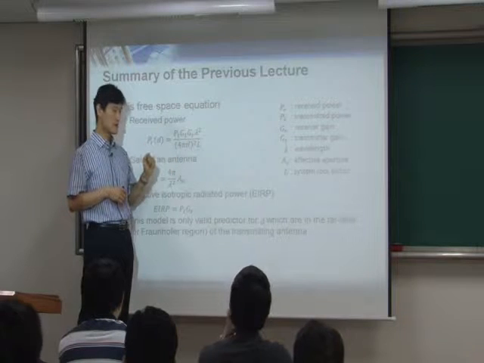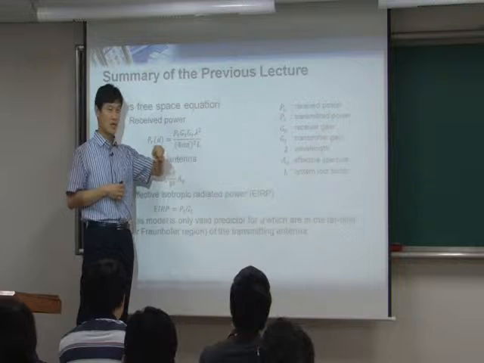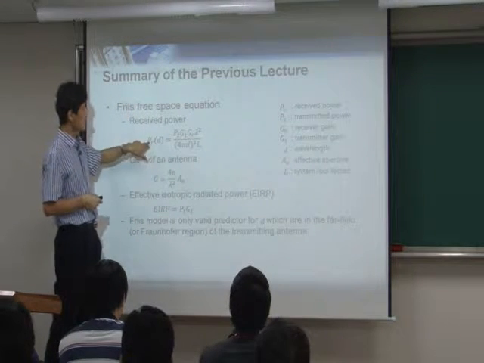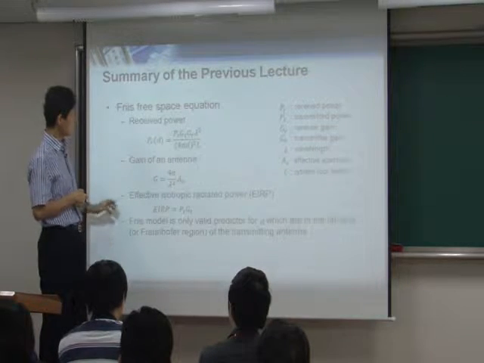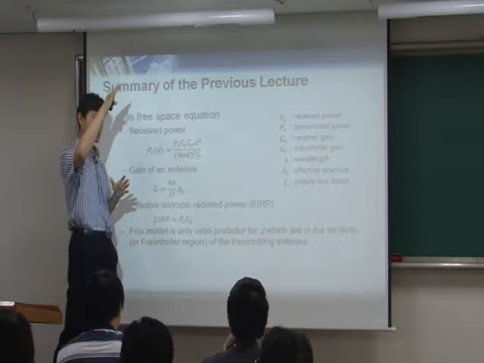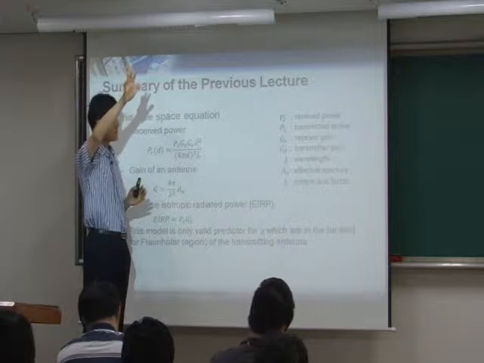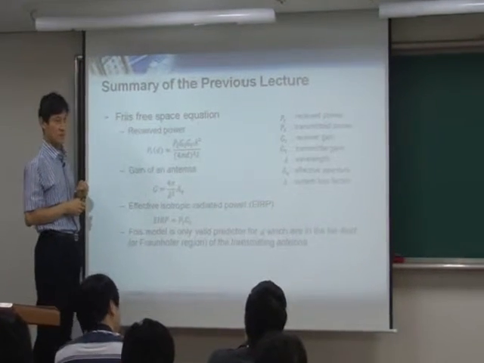D is the distance, but each user has a different distance, right? And each user may move around. So depending on d, P sub r is reduced by the square. But this is only true in free space. You go out to space, you take the space shuttle and go out to space. In that kind of situation, this is true.